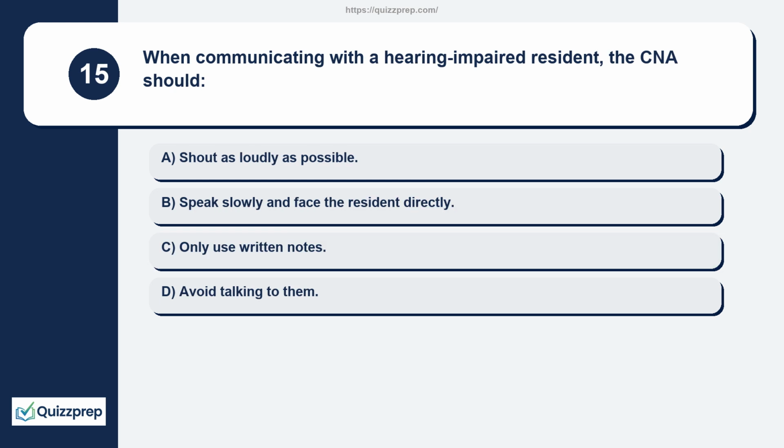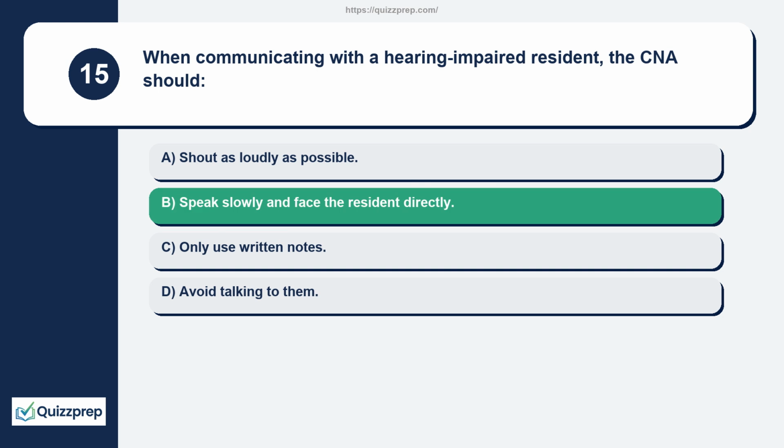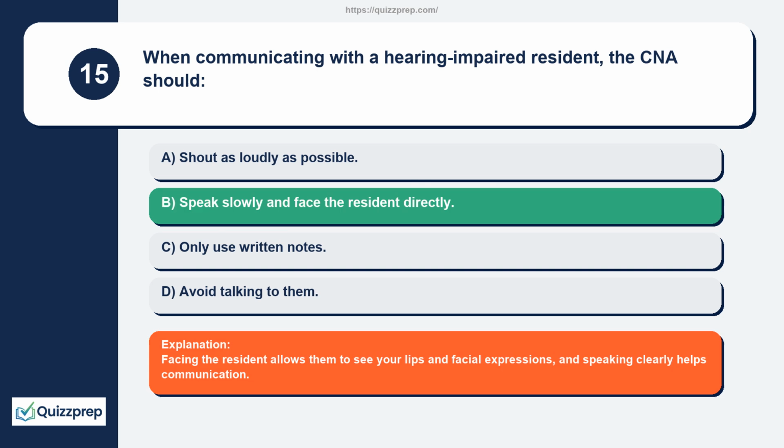Question 15. When communicating with a hearing-impaired resident, the CNA should shout as loudly as possible, speak slowly and face the resident directly, only use written notes, avoid talking to them. Facing the resident allows them to see your lips and facial expressions, and speaking clearly helps communication.